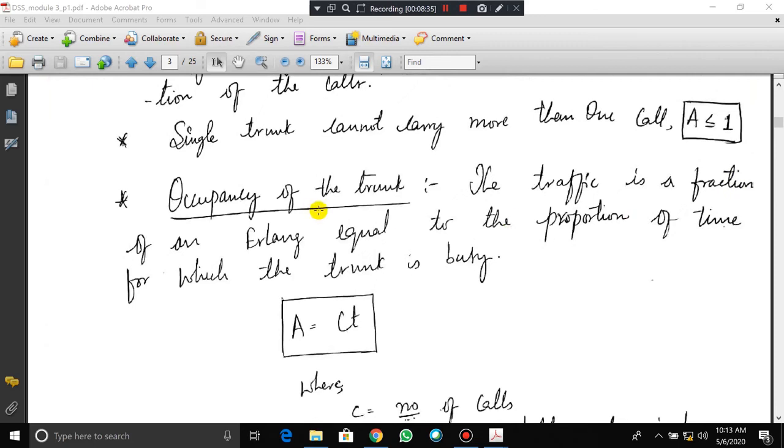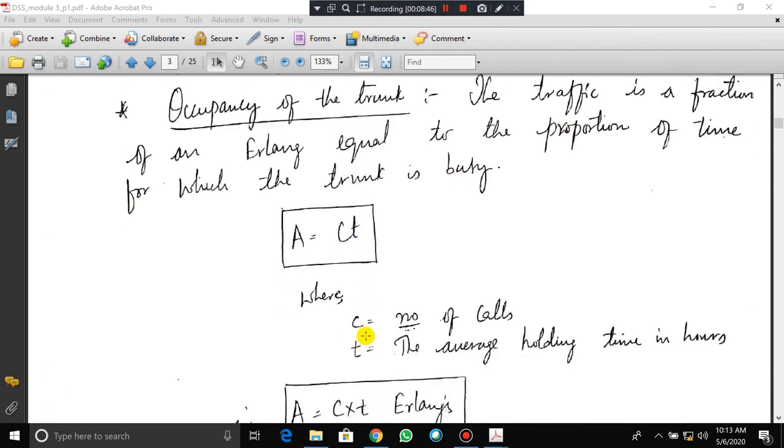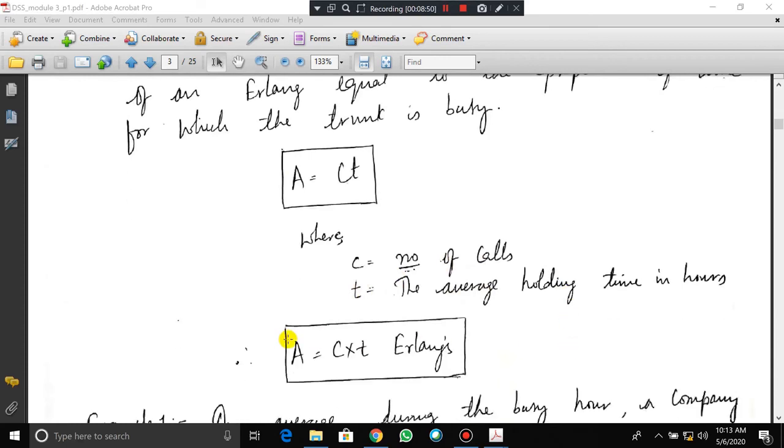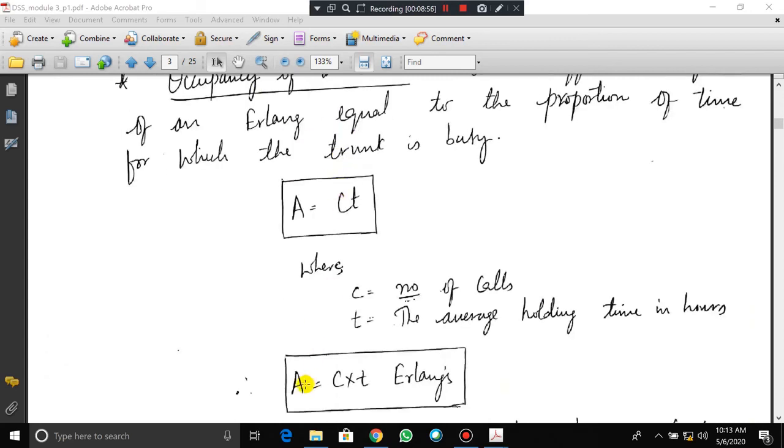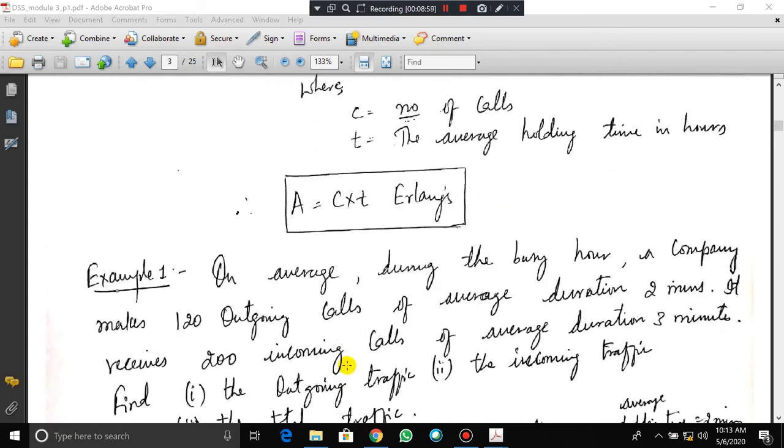Occupancy of the trunk: the traffic is a fraction of an Erlang equal to the proportion of the time for which the trunk is busy, where A = C × T, C is the number of calls and T is the average holding time in hours. So occupancy of a trunk is indicated as A = C × T Erlangs.